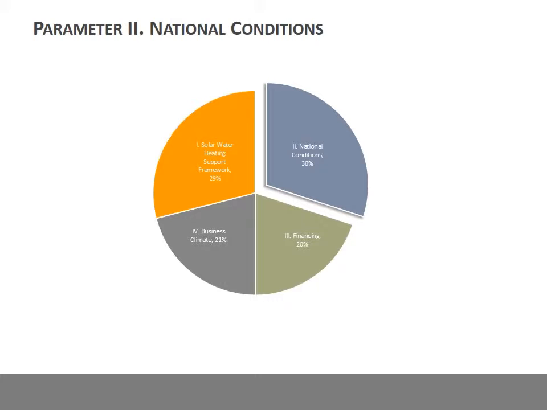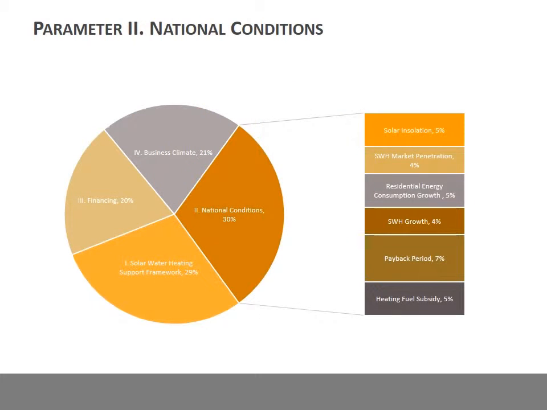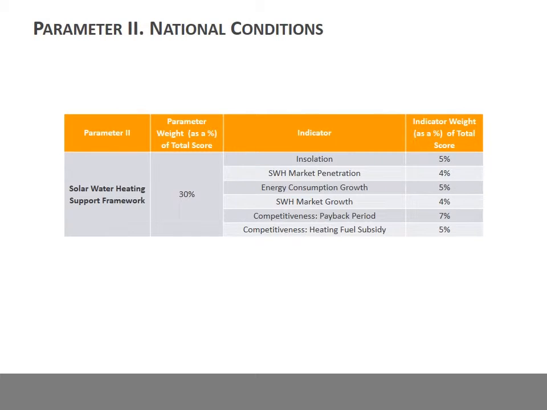Parameter 2 focuses on the national conditions for solar water heating market development. This parameter has a weight of 30%, the highest overall weight of all four parameters, in part because it contains the highest number of indicators. The parameter is composed of 6 indicators: insolation, solar water heating market penetration, residential energy consumption growth, solar water heating market growth, the payback period of a typical residential solar water heating system, and whether heating fuel subsidies are in place. Unlike parameter 1, each of the indicators in parameter 2 has a distinct scoring system, which will be described in detail.